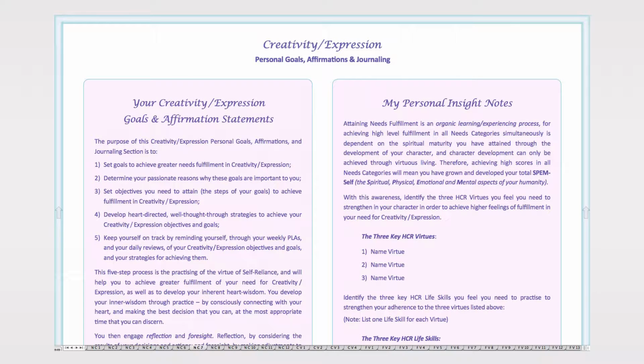Going back to the top again, the third purpose of this page is to set objectives you need to attain, the steps of your goals, to achieve fulfillment in creativity expression. And the fourth purpose, as you will see, is tied to the third.